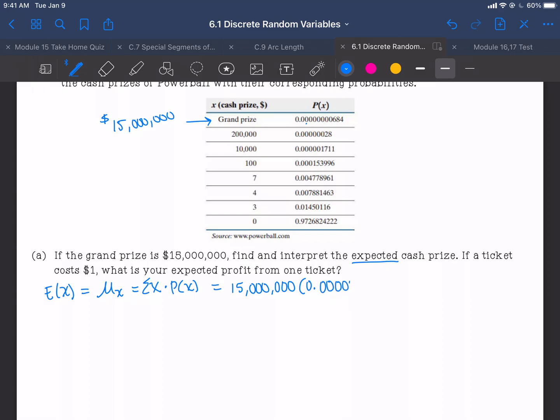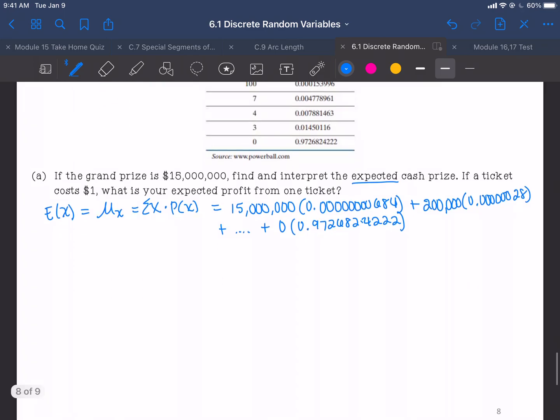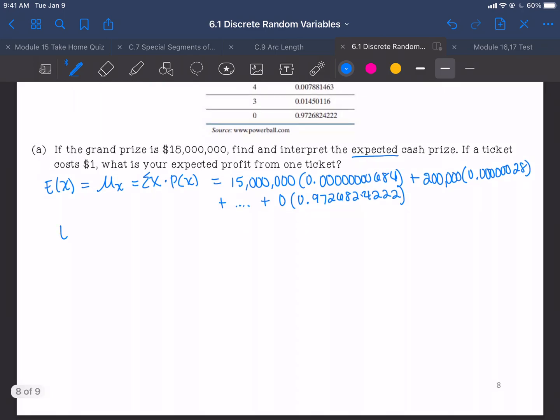1, 2, 3, 4, 5, 6, 8, 6, 8, 4. Plus, we would take 200,000 times 0.1, 2, 3, 4, 5, 6, 2, 8. Plus, we're going to do that for all of them. And our last would be 0 times 0.972682422.